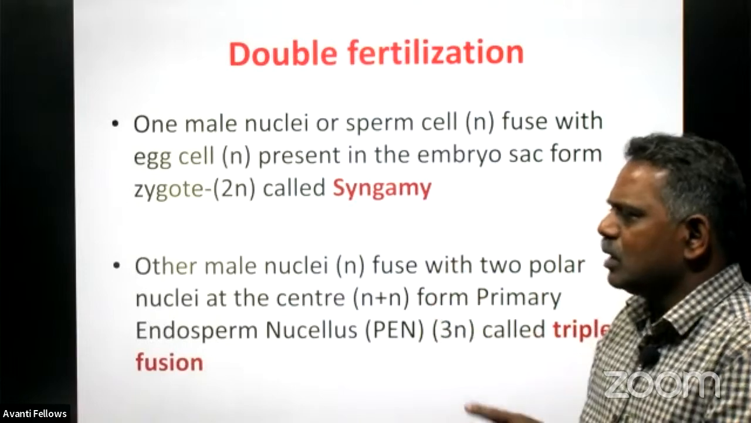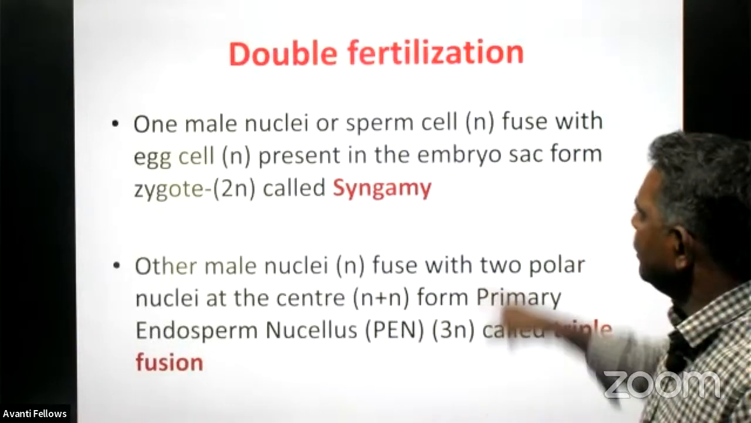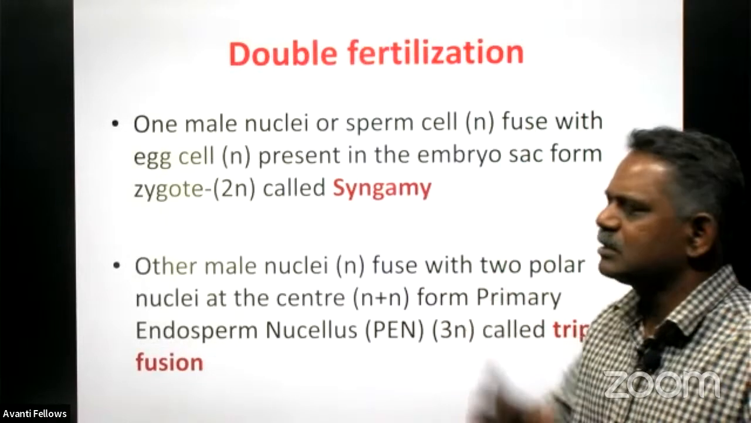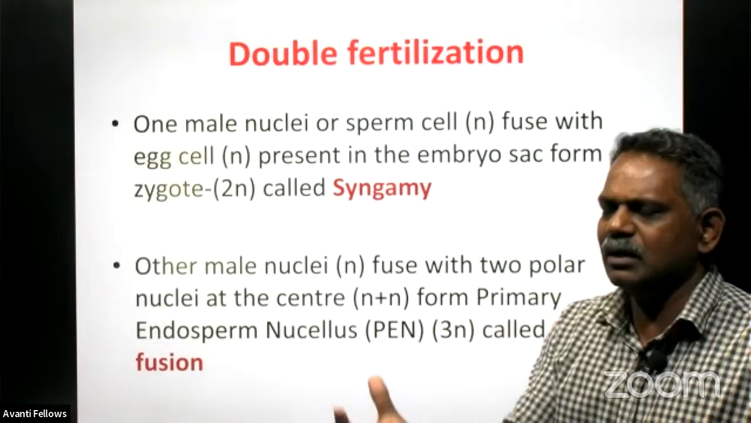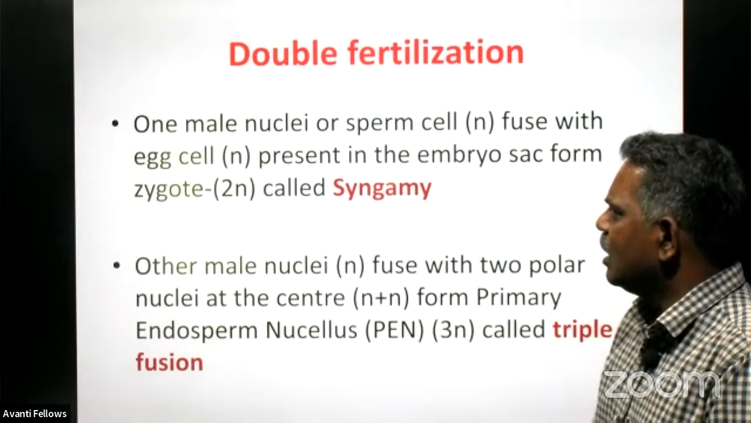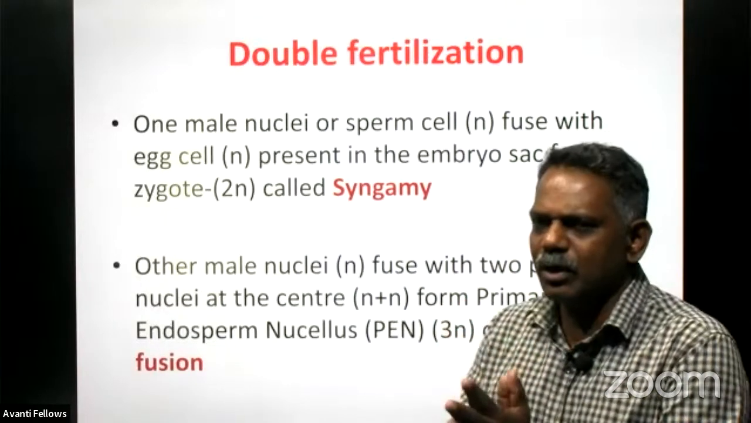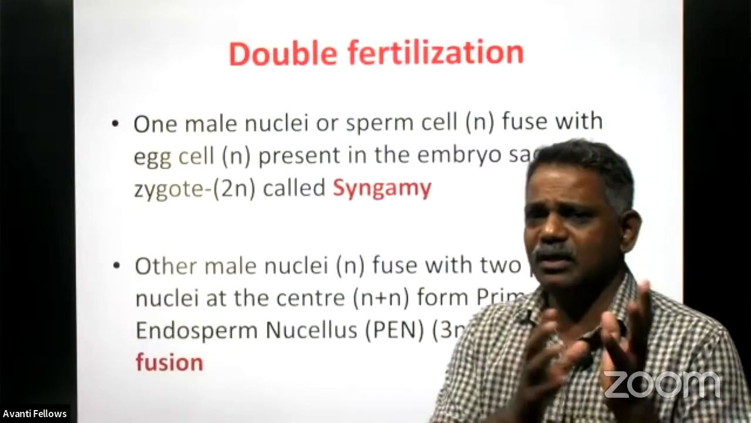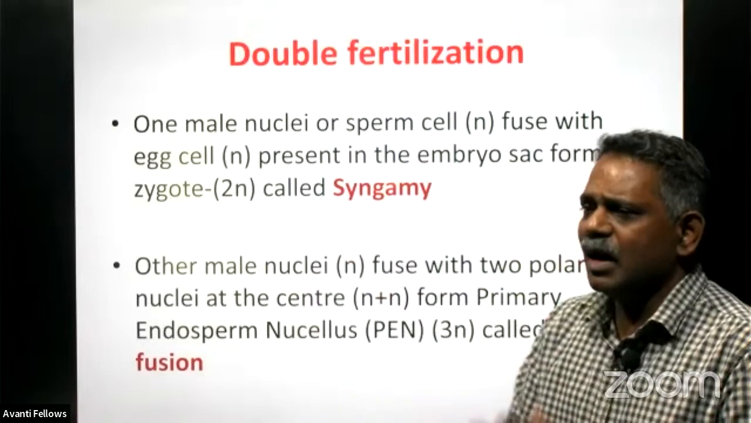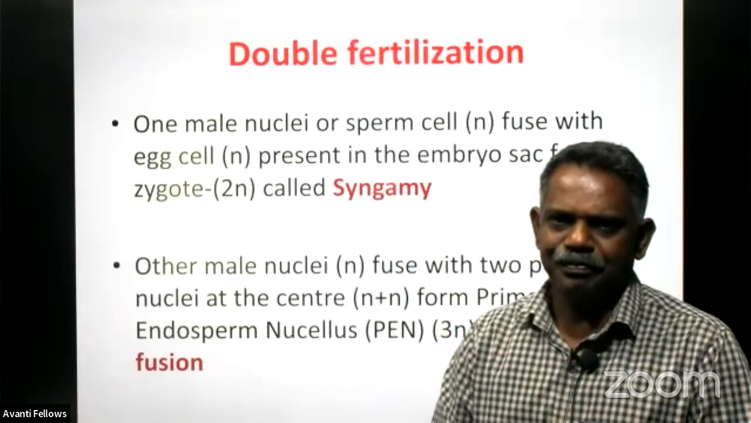And one male nucleus, immediately after entering the embryo sac, this male nucleus or the sperm cell fuses with the egg cell only. The egg cell is present at the micropyle end, located in between the synergid cells, and produces a diploid cell. This diploid cell, produced due to the fusion of the male nucleus and the egg cell, is called the zygote, and this process of fusion is referred to as syngamy.